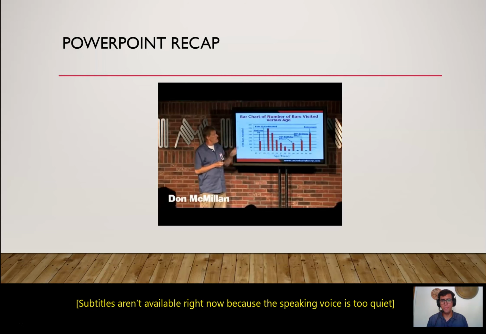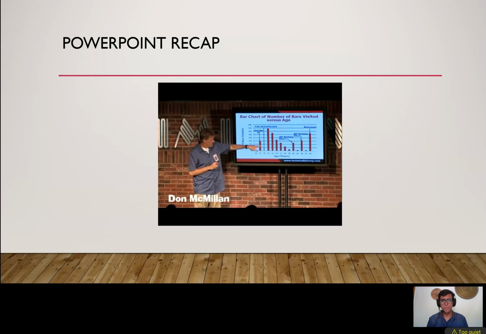Please pay close attention. Here's a bar chart of the number of bar visits versus age throughout my life. Most people don't take the time to do this, but you can see when I was 17, I had the fake ID, so it was confiscated when I was 19, and my bar usage dropped dramatically.